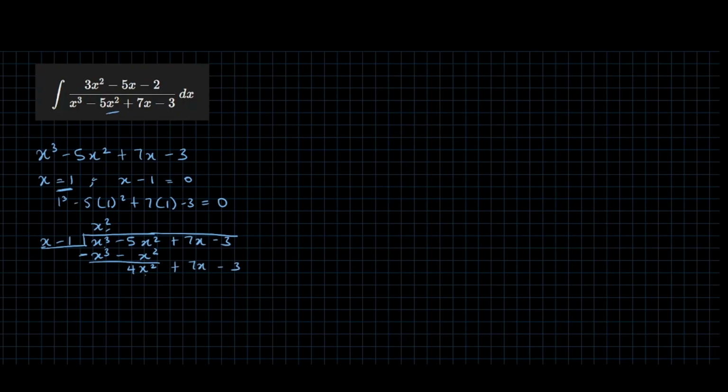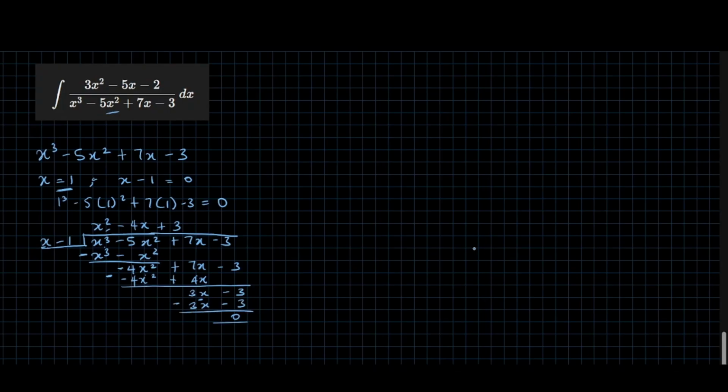Minus 4x squared into x, that will be minus 4x. Minus 4x times x is minus 4x squared. And minus 4x times minus 1, that'll be plus 4x. Now we're just going to change the signs, so it's going to be negative 4 plus 4, which is 0. 7 minus 4 is 3x, minus 3. Next, 3x into x, that'll be plus 3. 3 times x is 3x. 3 times minus 1 is minus 3. If you subtract, it becomes 0.